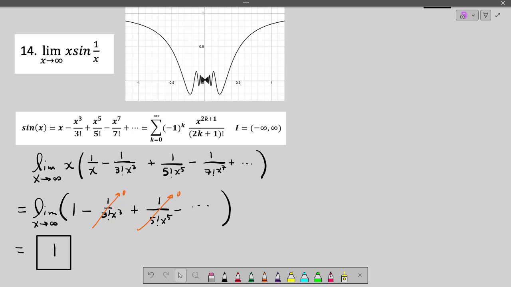In Calc 1, a lot of times you look at this interesting function and look at the limit as x goes to 0. The limit as x goes to 0 is 0. This is one of those indeterminate form type problems. But that's how we can do it at infinity in this case.